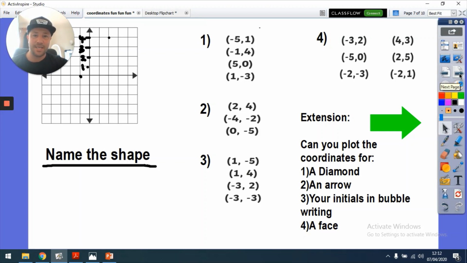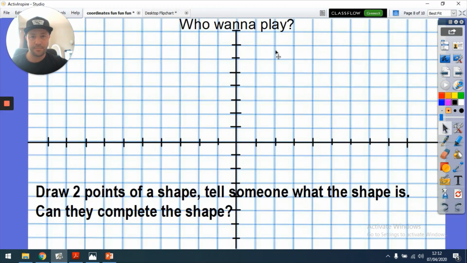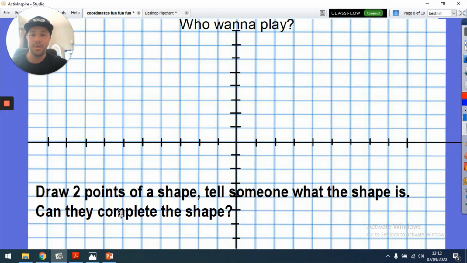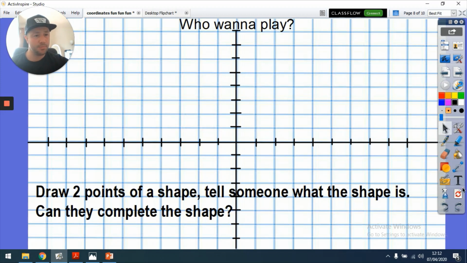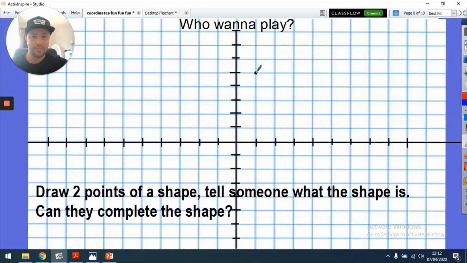Other ideas you could have, so once you've done your initials, once you've done a face, why not have a game with somebody who's at home. So you could draw 2 points of a shape, tell someone what the shape is, and then they can complete the shape. So for example, I might say, I have got this point here, I've got this point here, and I'm going to say it's 1, 2, 3, 4, 5. So 1, 5 would be my first point.